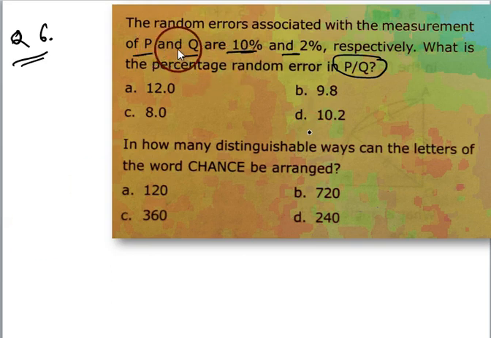So P and Q have random errors of 10% and 2%. What about P over Q? You may click the wrong option because in your mind it may come like P over Q means 10 over 2, but it's not like that. Random errors always add up, even in division or in multiplication, they always add up. So 10% and 2%, the correct one is 12%.